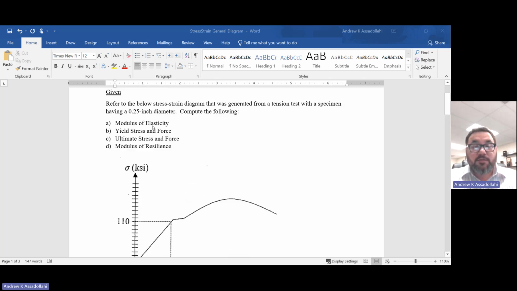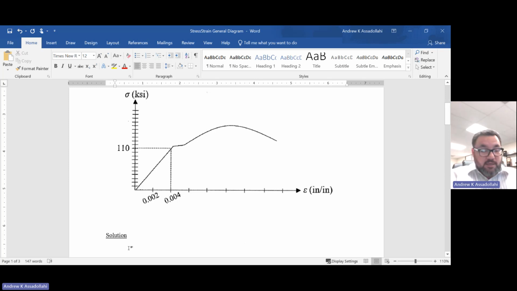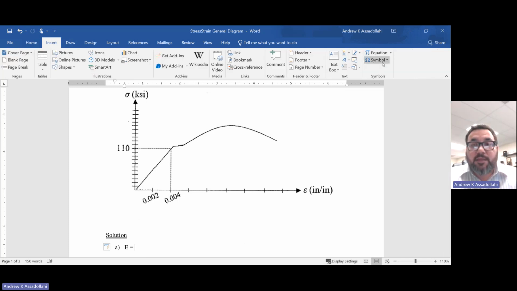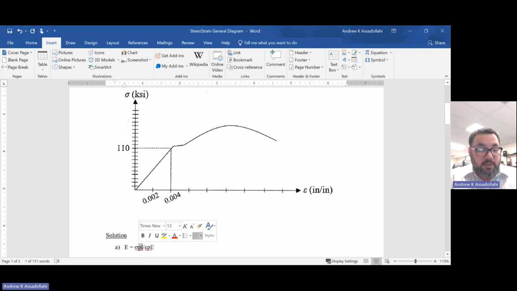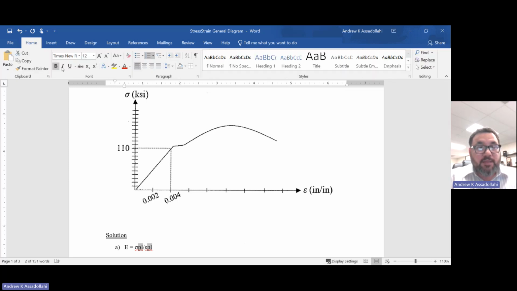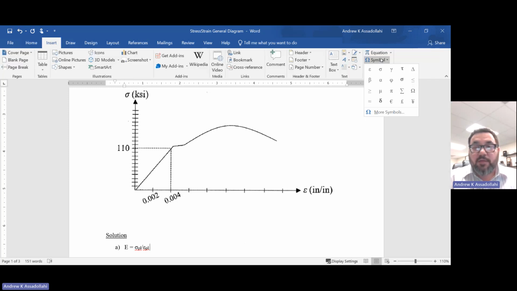The first thing we're going to determine is the modulus of elasticity. So we have part A here, and we have E equals. Modulus of elasticity is given as the proportional limit stress, sigma PL, divided by the proportional limit strain, epsilon PL. Just to format this, I'm going to subscript these PLs to make my work look a little nicer. And where did I get that sigma and that epsilon? I went to insert and symbol. So a little bit of Microsoft Word help for you there.